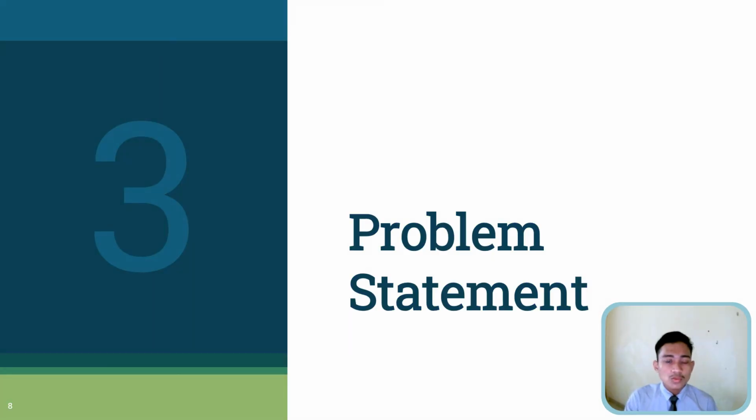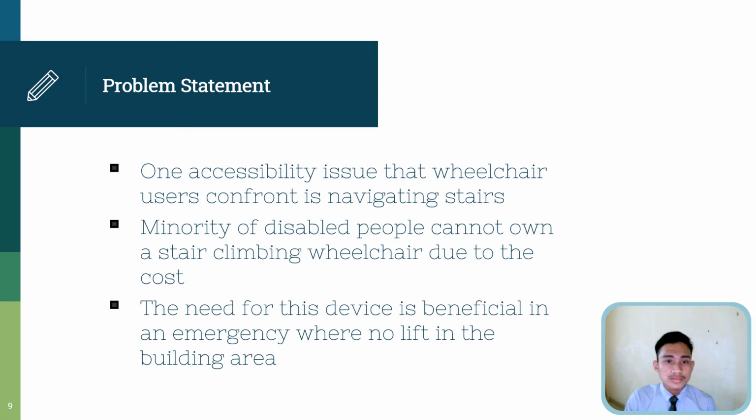Moving on to the third part, which is the problem statement. One accessibility issue that standard wheelchair users confront is navigating stairs. However, a minority of disabled people cannot own a stair climbing wheelchair, especially in developing countries, due to the cost of the technologies. Moreover, the need for this device is beneficial in an emergency where there is no lift in the building area. Therefore, instead of paying for a motorized stair climbing wheelchair, an affordable universal wheelchair adapter that can attach to any current standard wheelchair is needed.